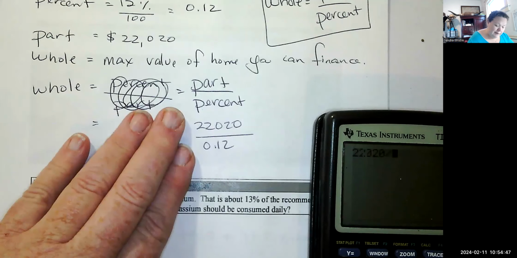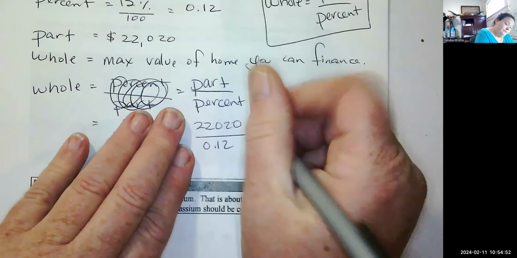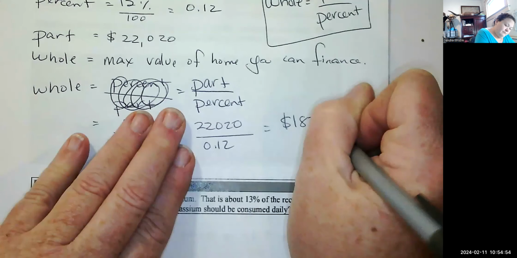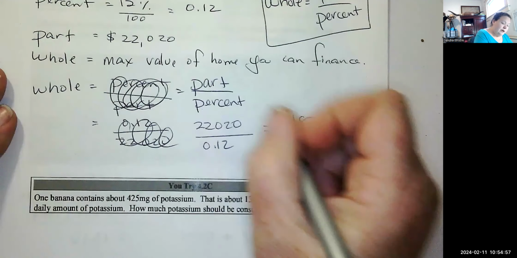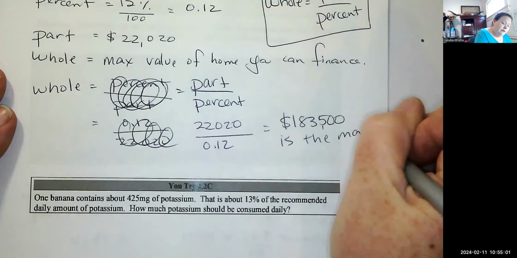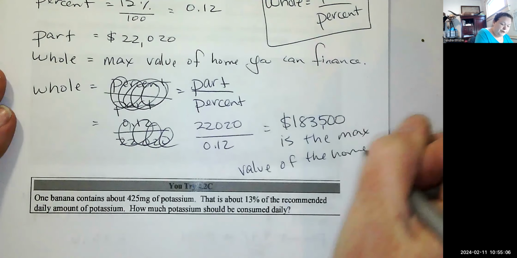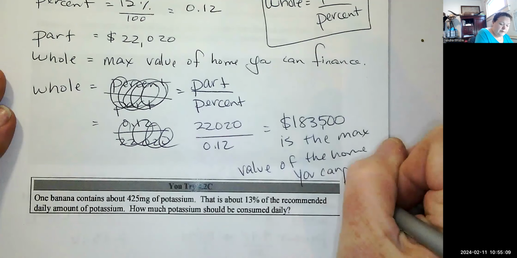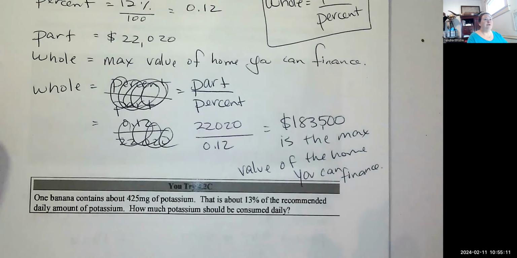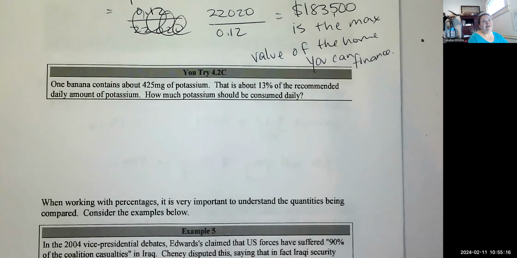All right, so now we can take that $22,020 and divide it by 0.12, and we get 183,500, which is the max value of the home you can finance. So that just means with the $22,020 that you can put down on a home, if that's 12% of the max value of the house, then the max value of the house is 183,500.